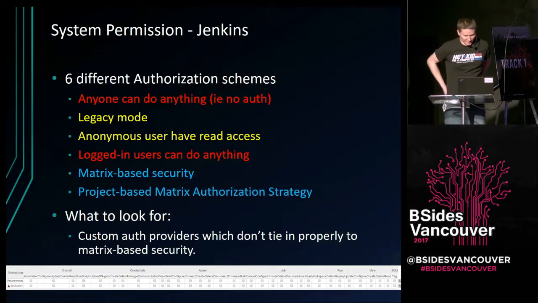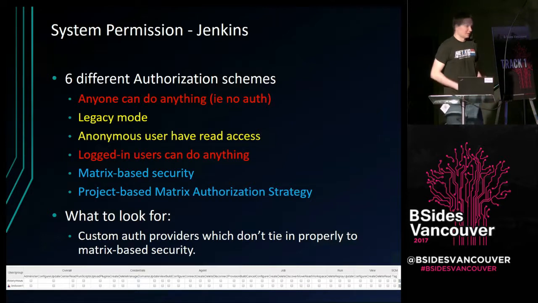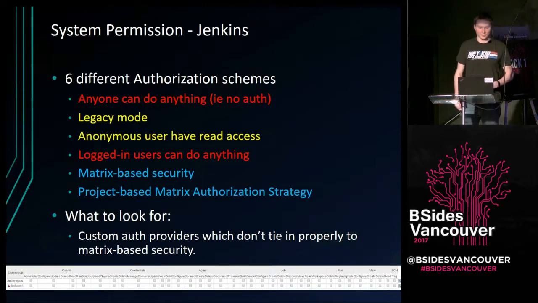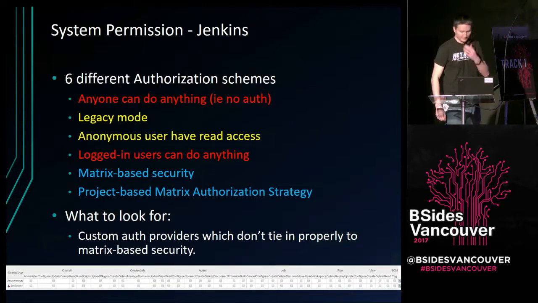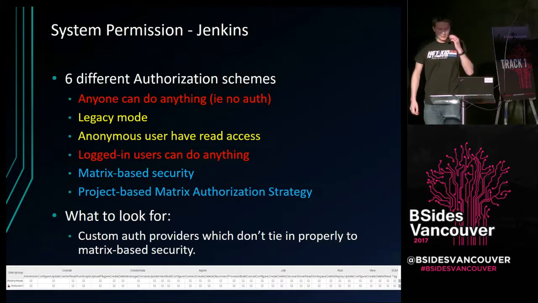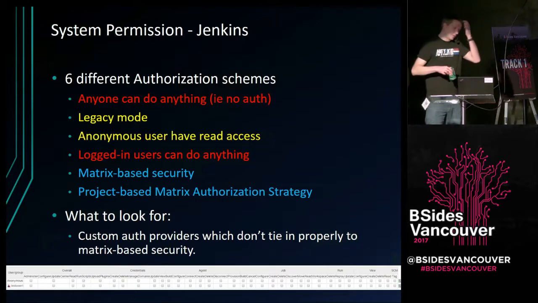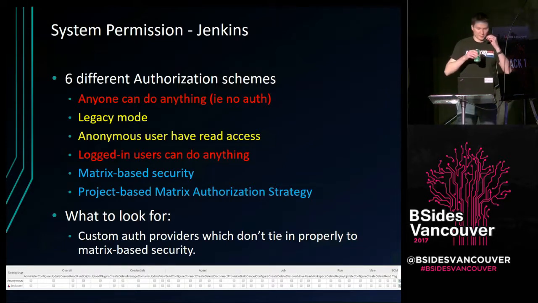Jenkins has six different authorization schemes you can use, because these follow from its legacy history. It has something called anyone can do anything, which I just call no authentication. It has legacy mode, which if you turn it on gives you a whole bunch of additional options, but I assume none of them are good.